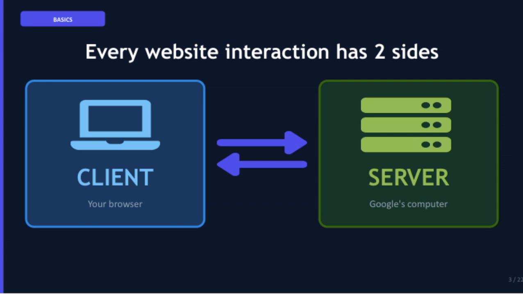Each website interaction actually has two sides: the client side, which is your browser, and the server side, which is the website server. Understanding this basic exchange helps us see how data travels across the internet and how websites are delivered to us seamlessly. It's a simple but crucial concept that underpins everything we do online.